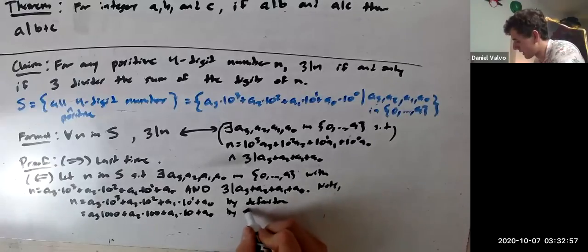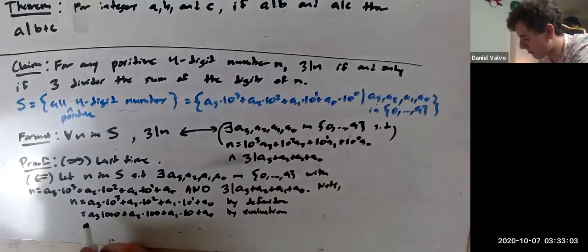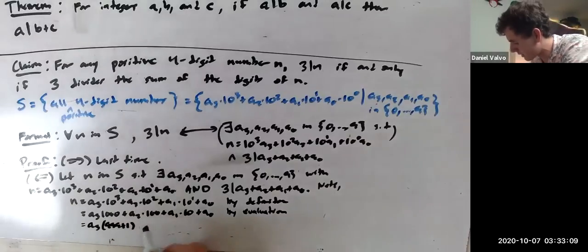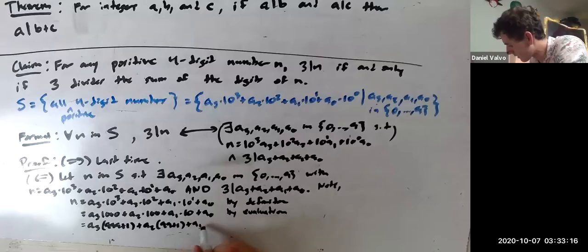And this is by evaluation, I'll say. Just doing 10 cubed and doing 10 squared and doing 10 and all that. Then remember the trick was 1,000 equals 999 plus 1. And 100 is 99 plus 1. And 10 is 9 plus 1.